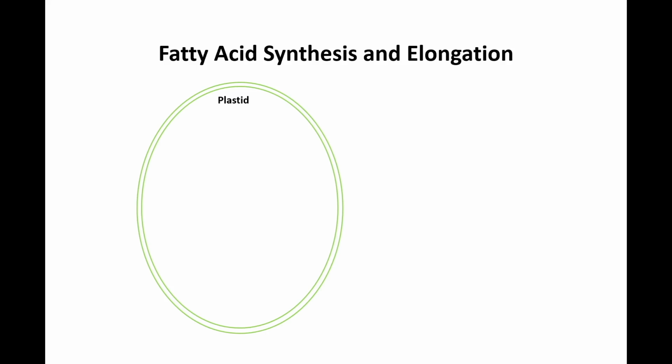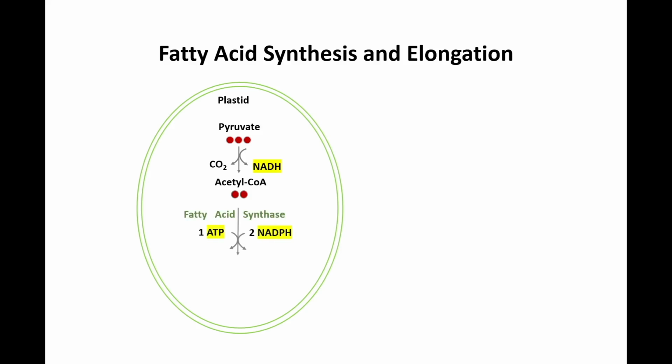To kick off fatty acid synthesis, pyruvate is converted to acetyl-CoA, a high-energy 2-carbon molecule. During this process, 1 carbon is lost as CO2, and the reducing power NADH is generated. Acetyl-CoA is the building block molecule for making fatty acids. An enzyme complex known as fatty acid synthase is going to take 1 acetyl-CoA and stick another on it through a series of reactions. Each round of reactions requires 1 ATP and 2 NADPH. We can see the elongation of the fatty acid by 2 carbons.